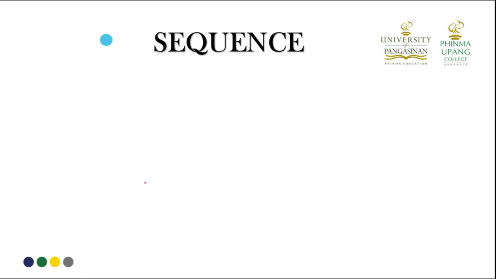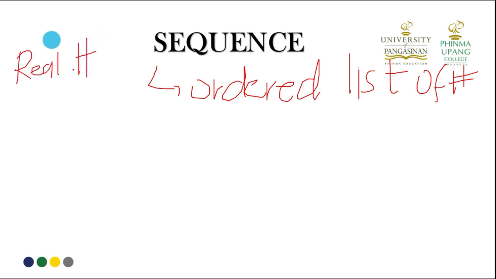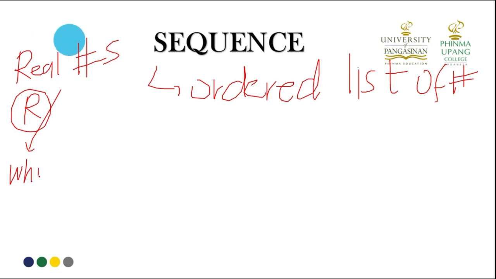So let's have the sequence. What is sequence? A sequence po, it could be unordered, no? So pwede natin siyang tawagin ordered list. Pasensya nyo yung sulat natin, ha? So sequence, it could be an ordered list of numbers or real numbers. When we say real numbers, real numbers has a symbol of big letter R. And real numbers is the mother of all numbers. Why? Because real numbers, under niya si whole numbers.